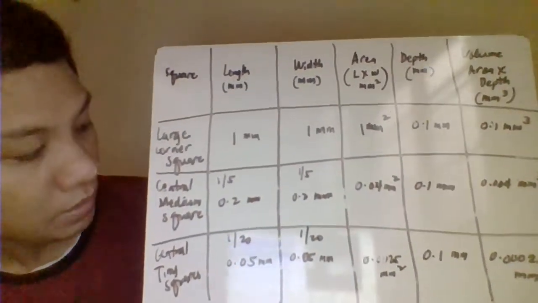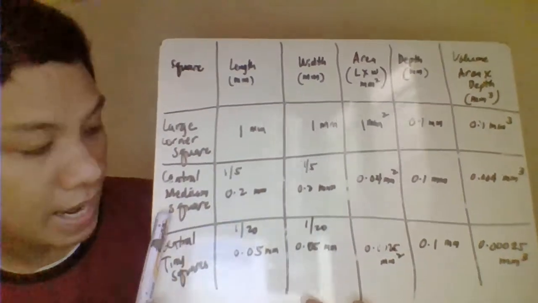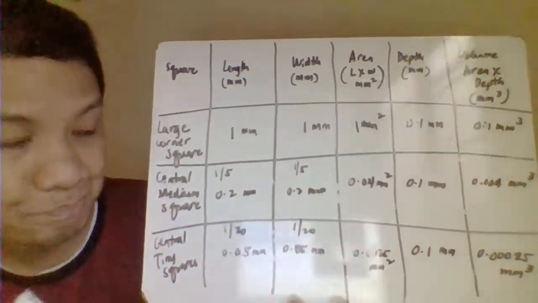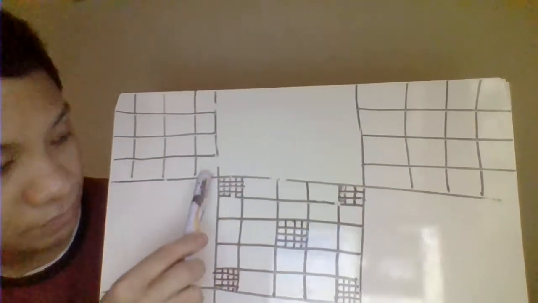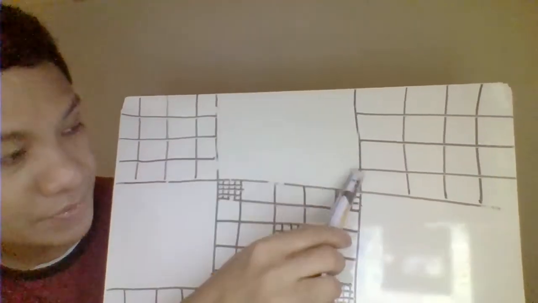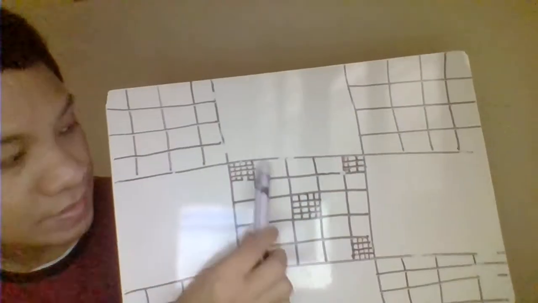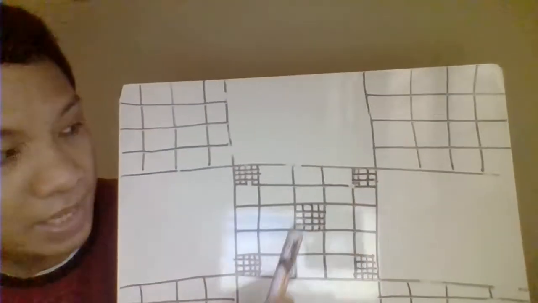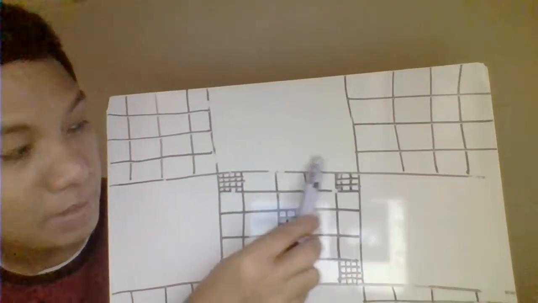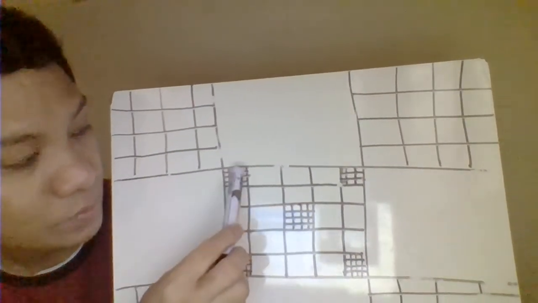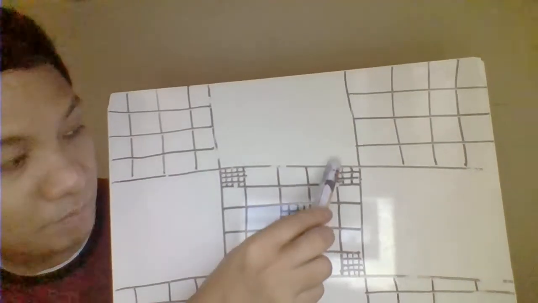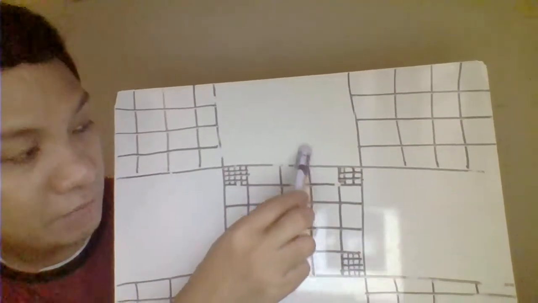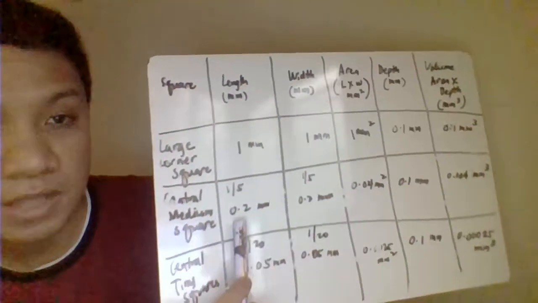The next one is your central medium square. We're talking about one of these, the central square. What is the measurement? For the width, remember, this is 1 millimeter, and since it is divided into 1, 2, 3, 4, 5, you divide 1 millimeter by 5. That gives you 0.2 millimeter.